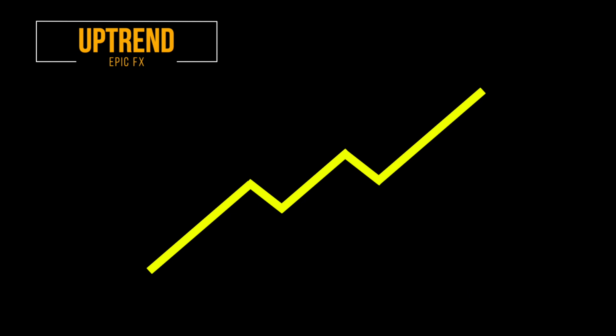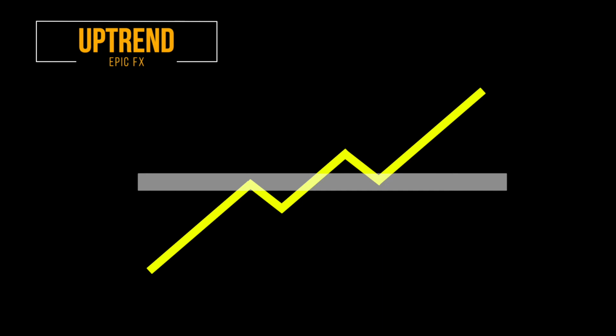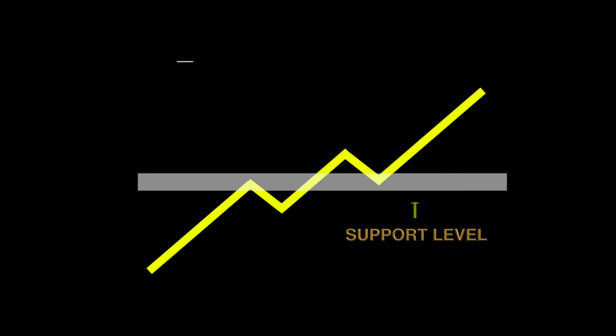When an impulse move ends and a pullback begins, these turning points will give us our swing highs. When a pullback ends and the next impulse begins, this gives us our swing lows. It's quite common to see previous swing highs in an uptrend form a level of support. When price pulls back into support, it will often reverse and swing higher. This is the basic market structure of an uptrend.